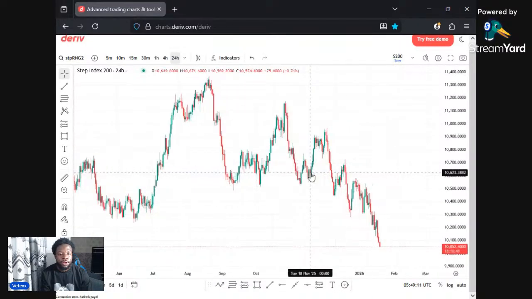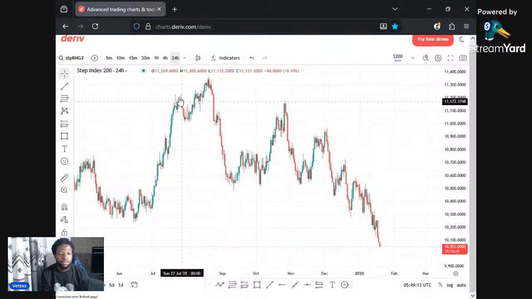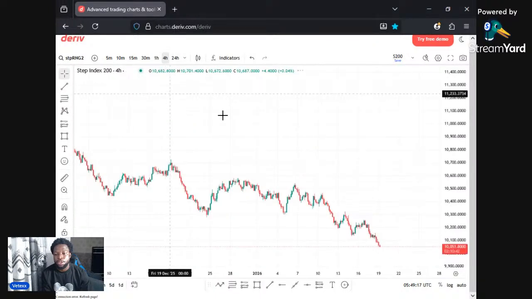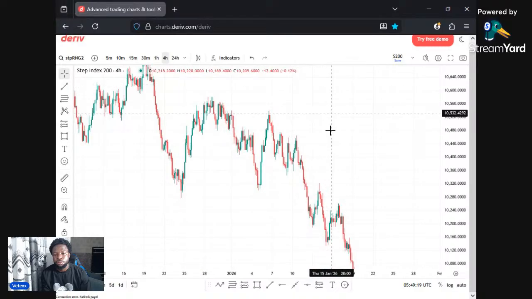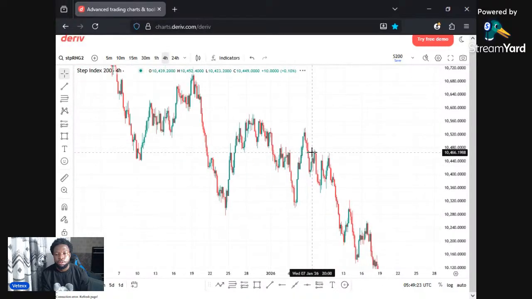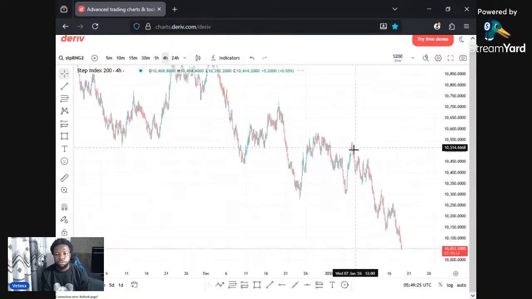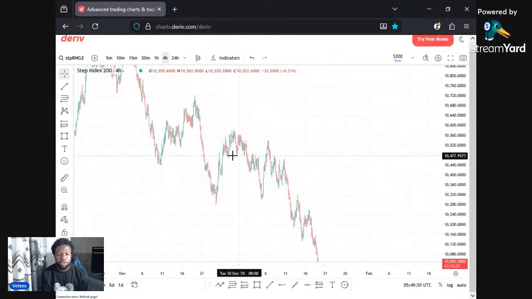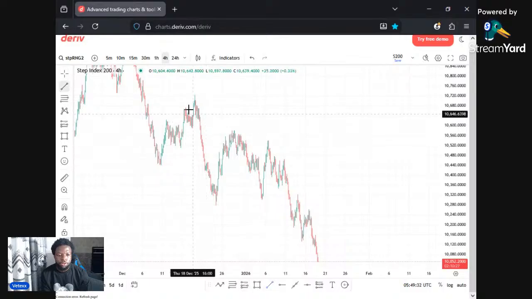So there is nothing happening currently on the 24-hour time frame. So we'll go to the 4-hour time frame to see if we can anticipate any move there later on. The only move we can anticipate on the 4-hour time frame is this. We have our sweep of liquidity right here.